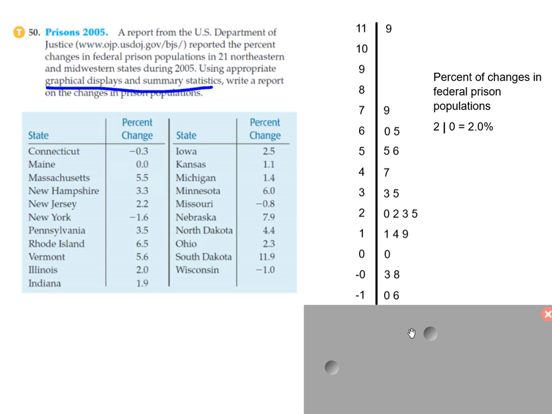As always, describe what it is that you're looking at as specifically as you can, right? Percent of changes in federal prison populations. Put some sort of key. This is a little different because the 2/0, the slash is essentially the decimal point, and we're dealing with percentages, so people know what we're looking at here. Besides not only saying it's percent, you actually show it. Right? And then again, this one is a little easier to keep track of. There's only 21. And the negative ones, there's only 4 of them.